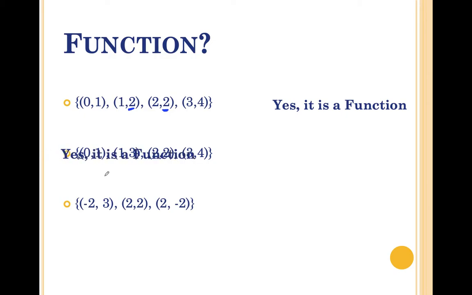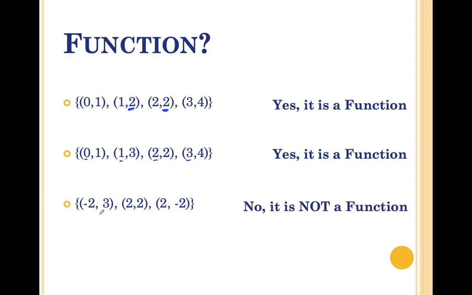For the second set, this is also a function because we have the same situation. All four x values are different. And our third example is not a function, and that's because we have two x values that are both positive 2.